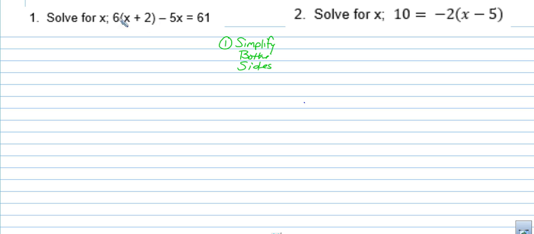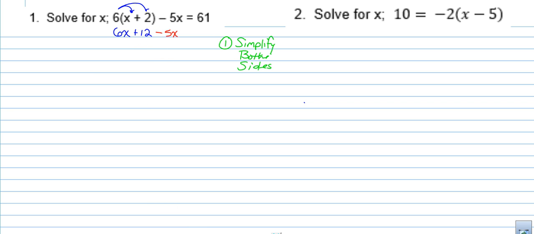So we notice that we have parentheses here, and these parentheses are here because we need to distribute this 6 to both things inside. So 6 times x is 6x, and 6 times 2 is positive 12. Now the negative 5x is not inside the parentheses, so we do not distribute to it, and it will just drop down. We're going to focus mostly on the left side in the beginning until we get it completely simplified, and then we'll work on the right side.